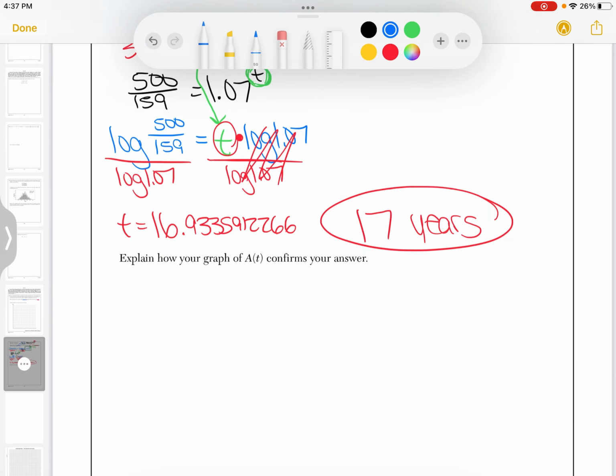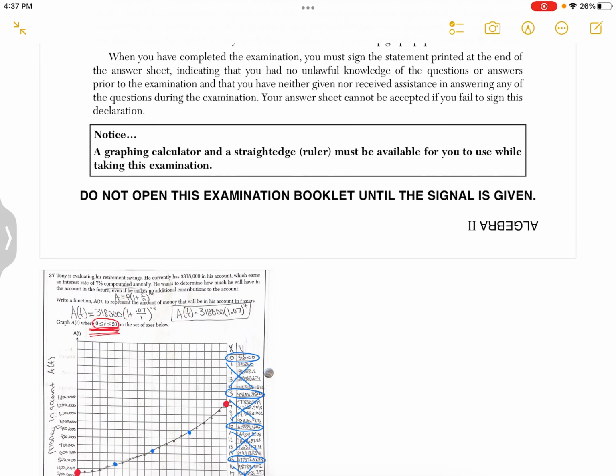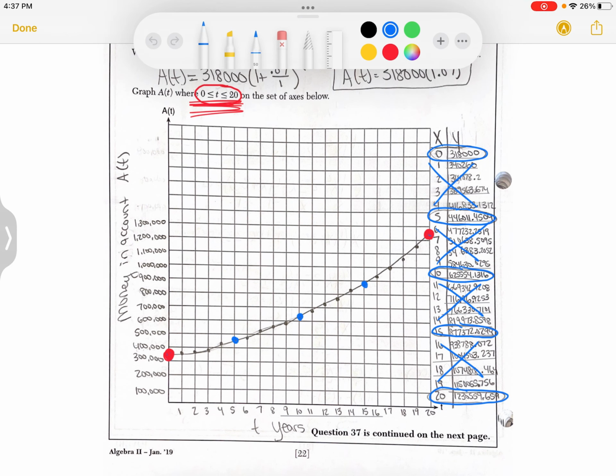Okay, one more part and then we're done. It says, explain how your graph of A of t confirms your answer. So now you need to go back to your graph. It might delete my answer. That's okay. We're going to go back to the graph. It says to explain how your graph confirms that 17 years, so I'm going to look at 17 years, is about 1 million. So I'm going to go to 17 years up to my graph. It is at this point. Even if you didn't plot that point, you would have seen that it goes through that point, and then I look over here. It looks like it hits right at 1 million.